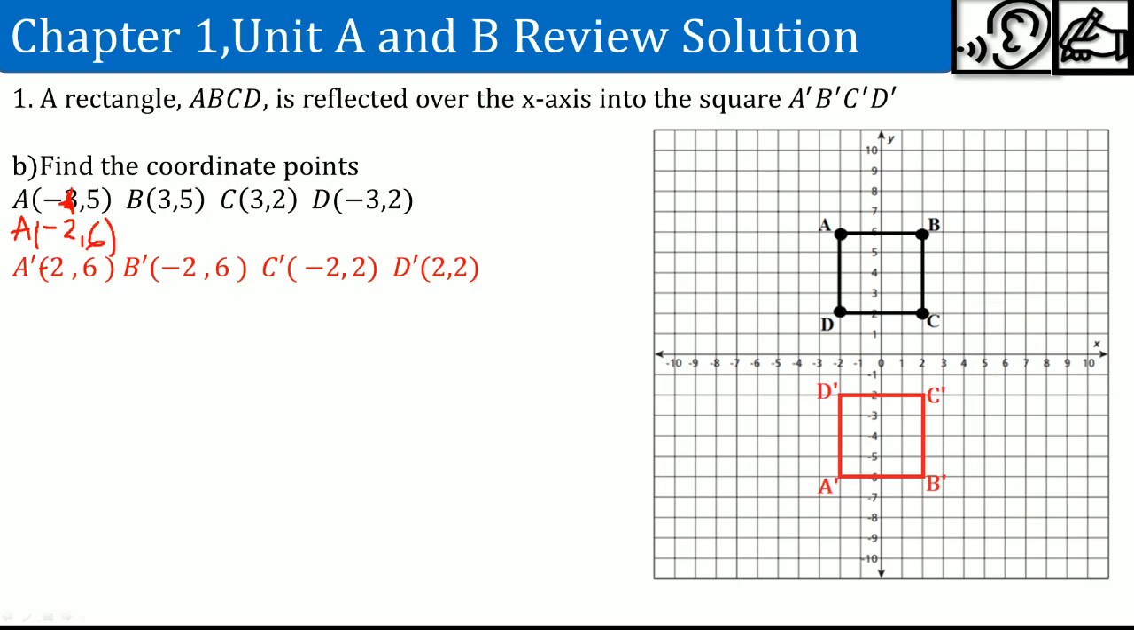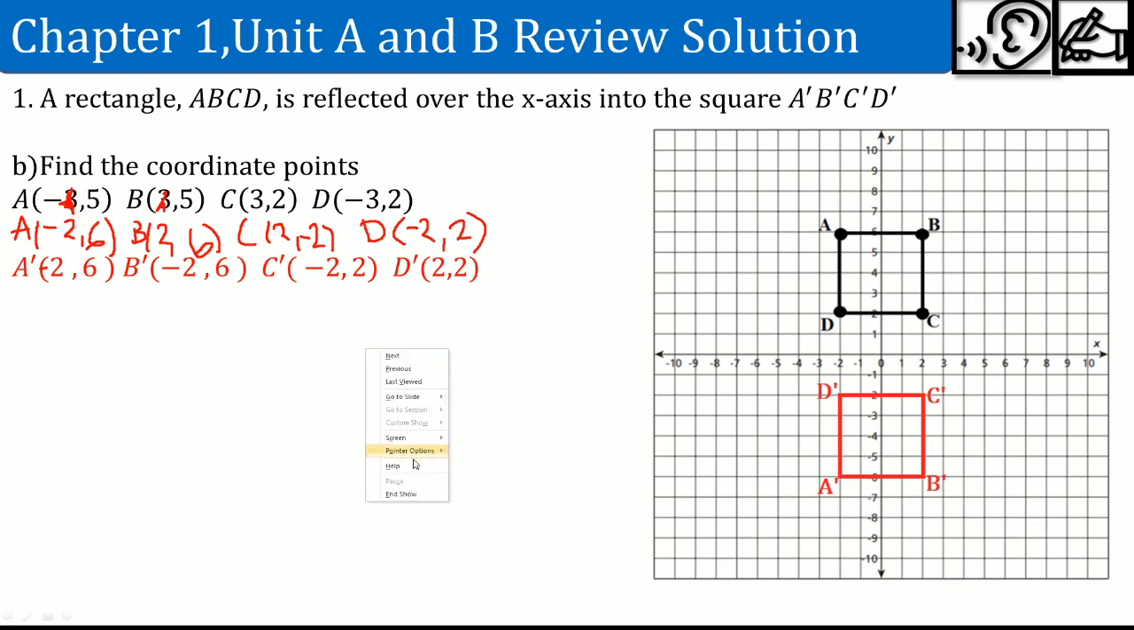B is what? Nope. B should be 2. So B is 2, 6. Yep. Okay, that's right. C looks like it is 2, negative 2. Yep. And see how it changes sign? D is negative 3, comma 2. No, D looks wrong. Yeah, D should be negative 2, 2. Okay. Sorry about that. Okay, there you go.